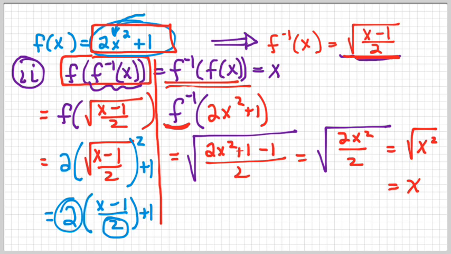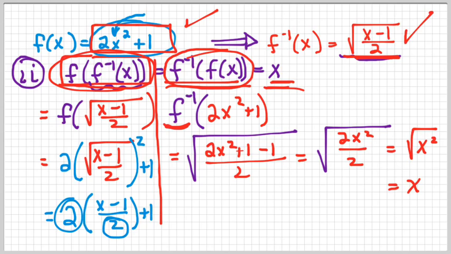So I've shown that f of the inverse of f of x is x, and that the f inverse of the f of x is also x. And therefore, the function and the other one that I found are indeed inverses of each other.